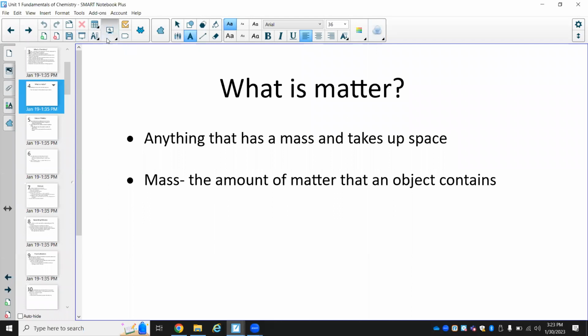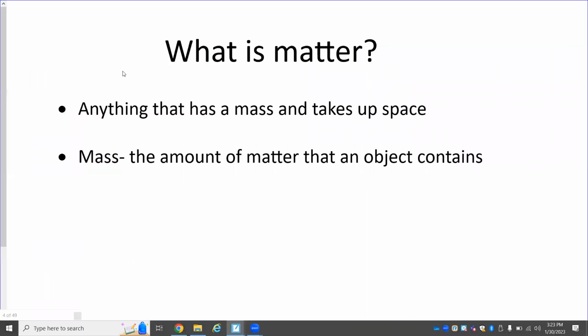All right, so let's switch gears onto today's notes. So today we're going to talk a little bit more about matter. Looking at what is matter and the different types of matter. So after the notes today, you should be able to classify matter and split it up into some of the different groups that we have.